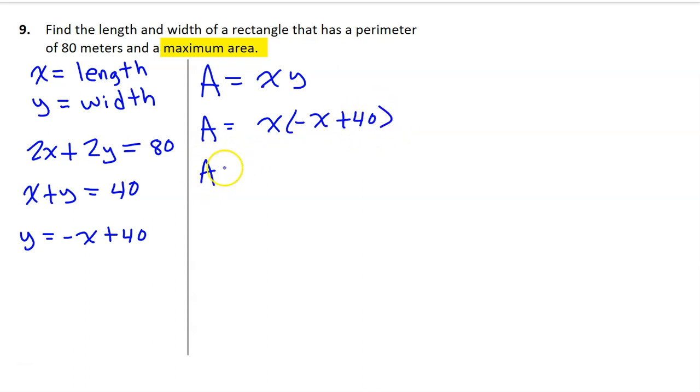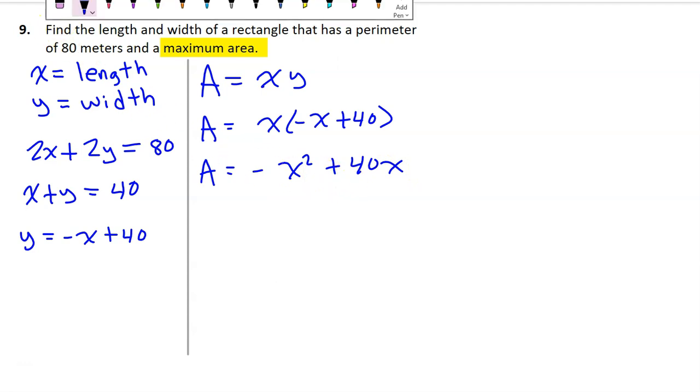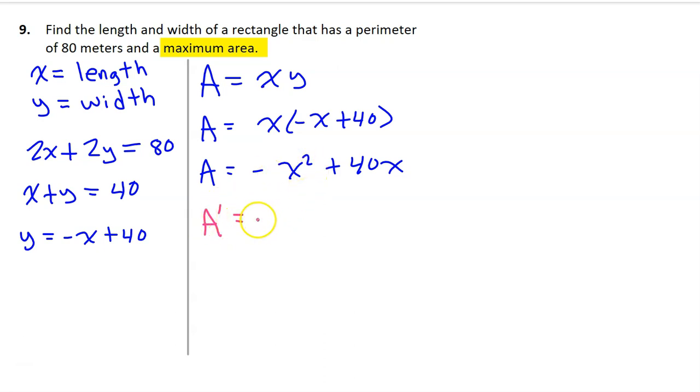Little distributive property, and we have negative x squared plus 40x. Now we need to find A prime. Power rule. So the 2 comes out, so negative 2x and then plus 40.